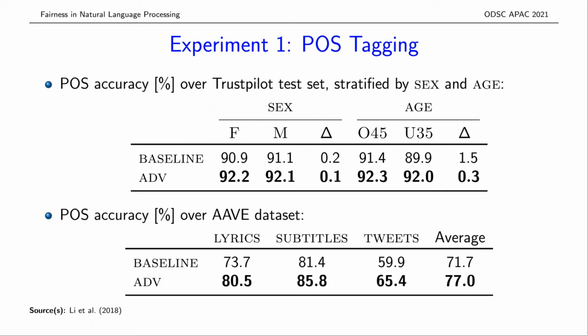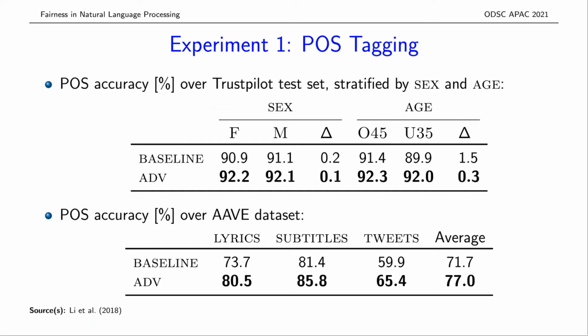And perhaps more surprising, when we then took that trained model and applied it to completely out of register data, African-American vernacular English, across rap lyrics and subtitles from African-American media and tweets from the African-American community, we also get this big lift in terms of the accuracy.